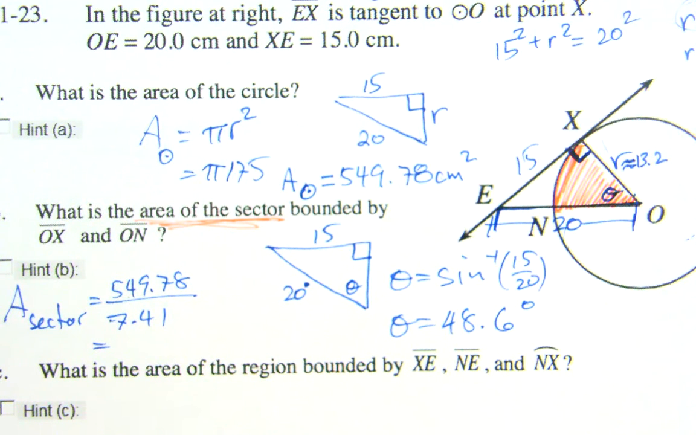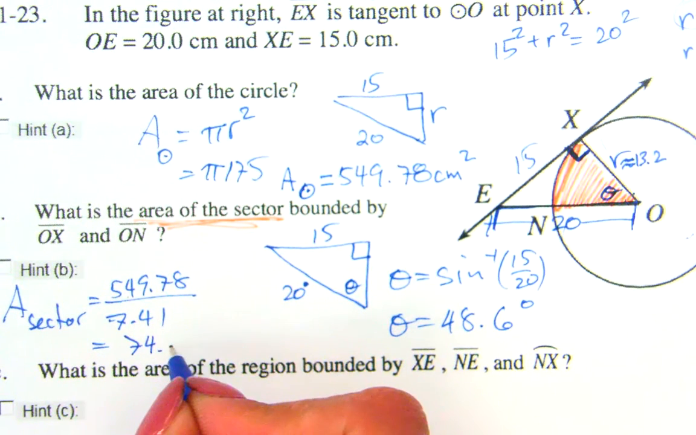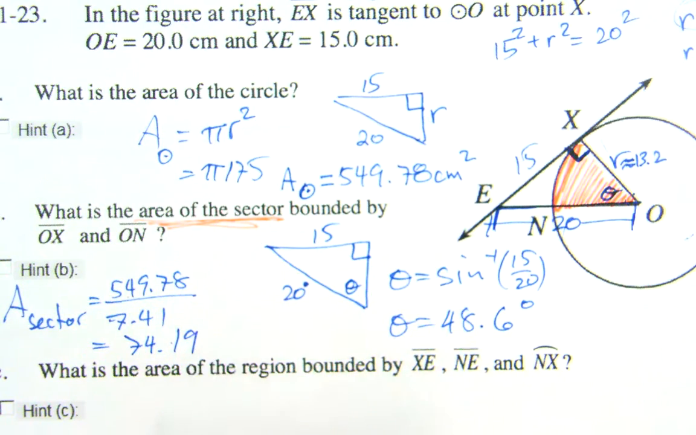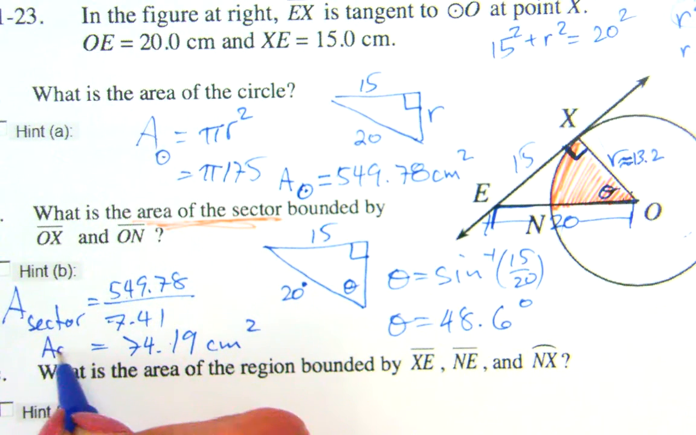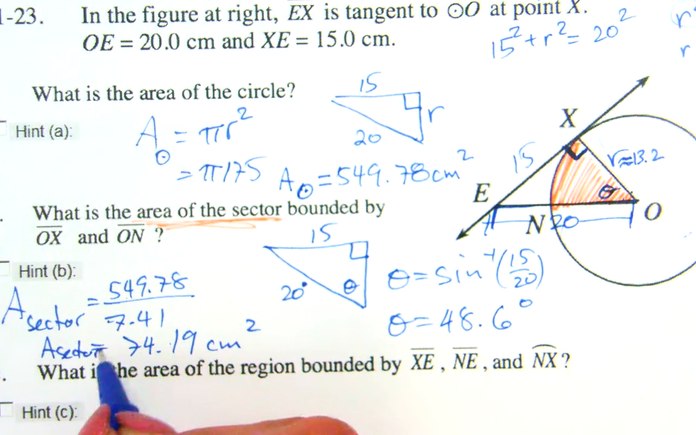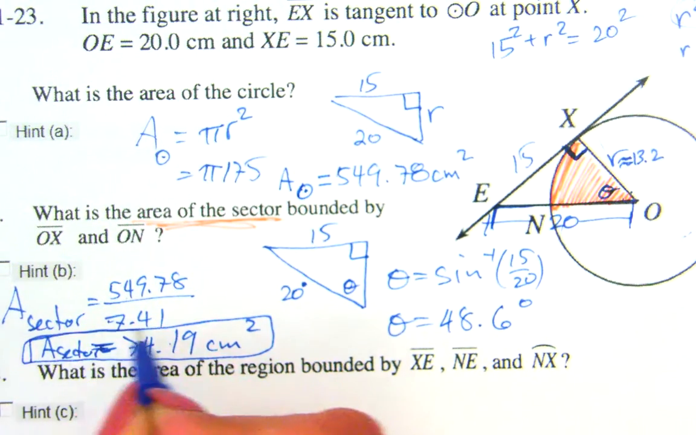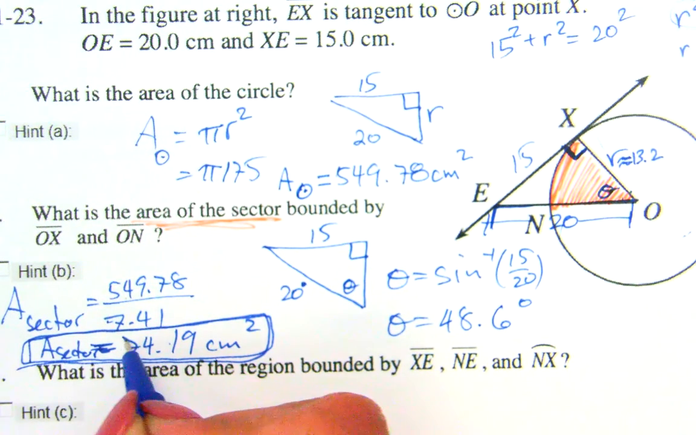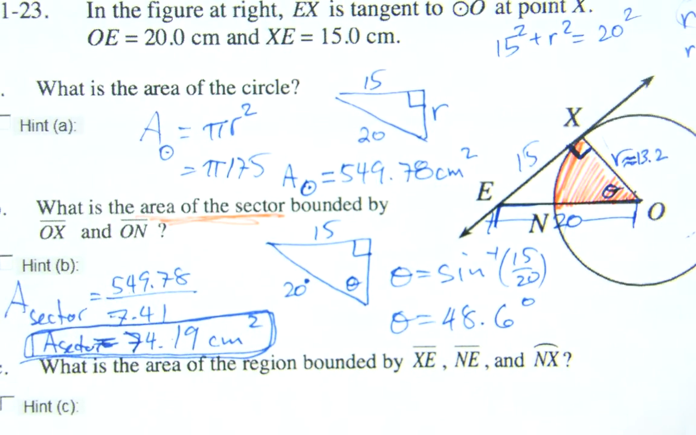And that should give me 549.78 divided by 7.41 and 74.19 centimeters squared. Area of the sector. If you rounded too much, then your numbers are going to be off by a couple of decimal places. Okay. So 74 is the area of this orange sector over here.